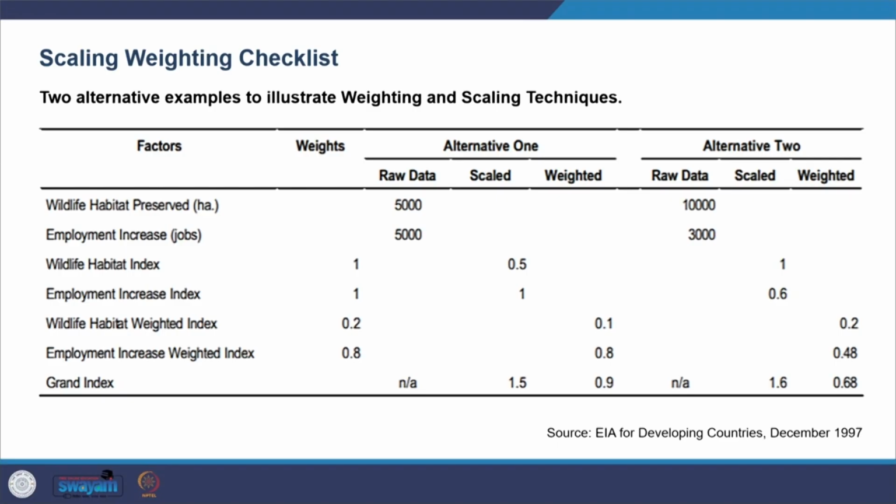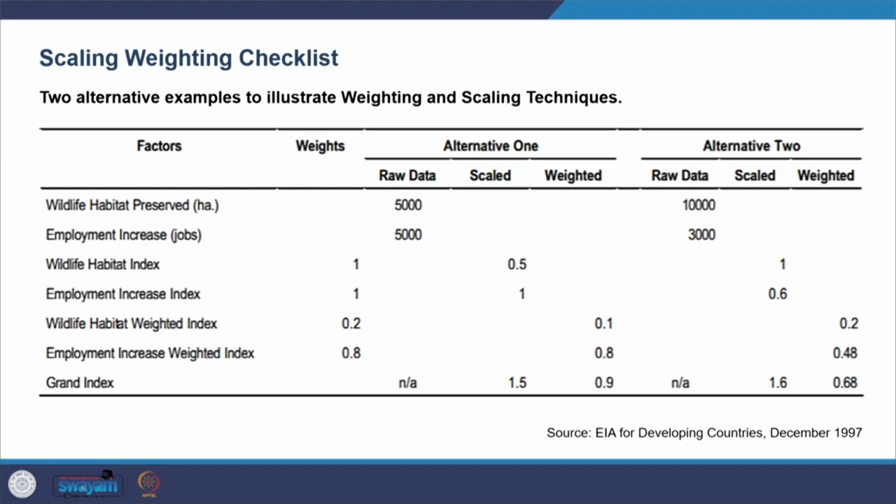You can see in alternative 1 the actual score is 0.5, and in alternative 2 it's 1 for the wildlife habitat index, and for employment increase it's 1 and 0.6. That is one highest value divided by the smallest value; that is how it has been done to get that 0.5 and 0.6.